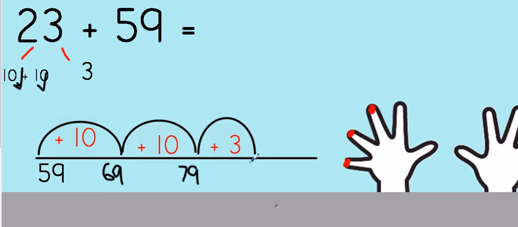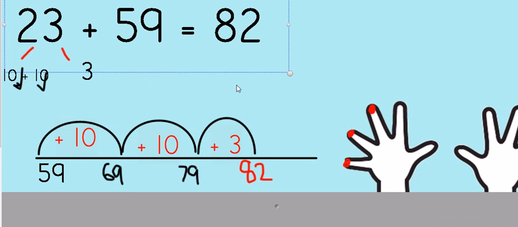What did we land on? 82. Well done. And the last job we have is to finish off our number sentence. 23 add 59 is 82. Tick or fix. Well done, year 2.